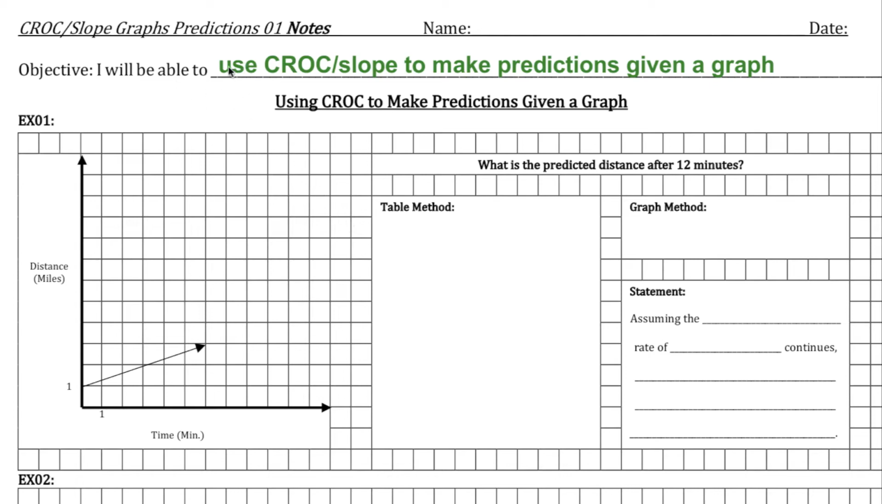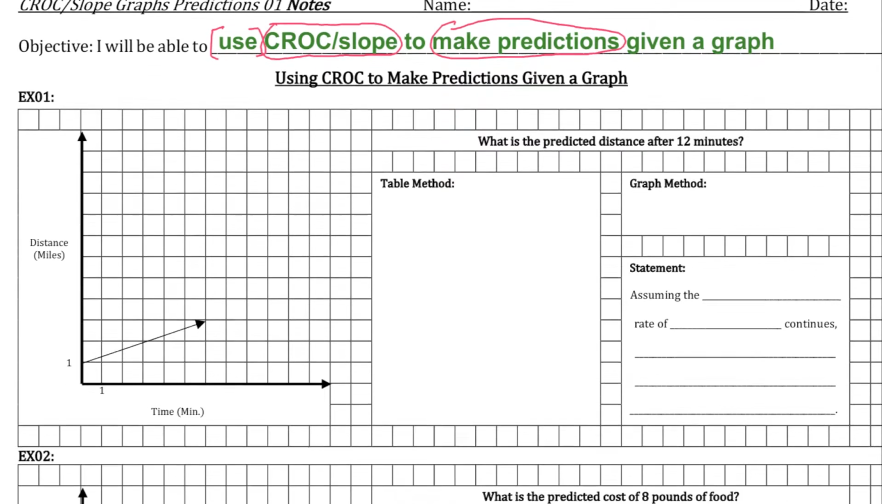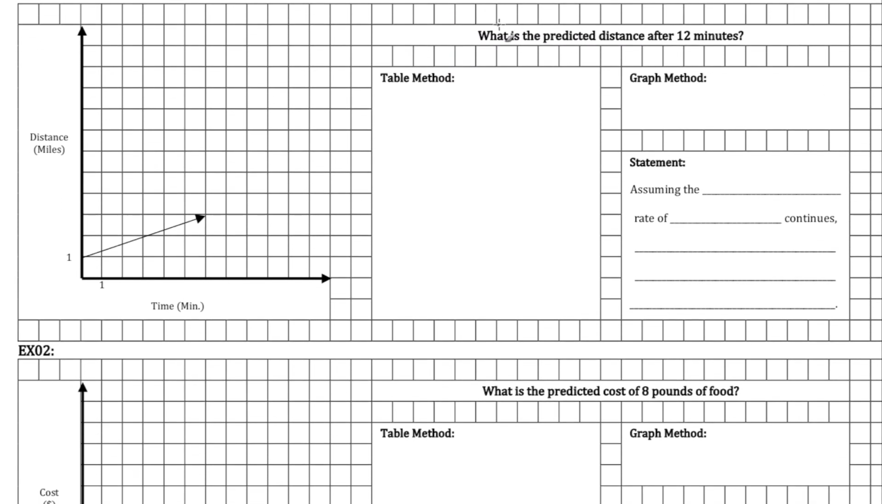Okay, so in this lesson, we are going to use constant rate of change, or our slope. So we're going to use our slope to make predictions. In this first one, it says, what is the predicted distance after 12 minutes? We have this line full of points, and we're going to figure out where it would be after 12 minutes.